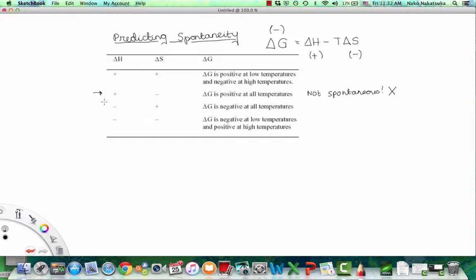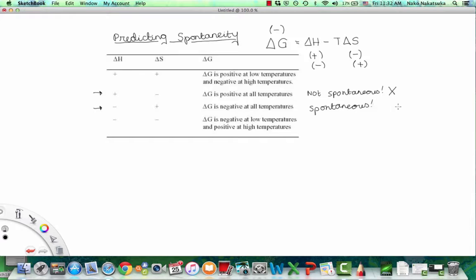So let's look at this example, where delta H is negative and delta S is positive. If you have a negative number and you're subtracting a particular value from it, whether it's a large number or a small number, the factor of temperature doesn't even matter. You're going to end up with a negative value. And thus, delta G is negative at all temperatures, and this is spontaneous.